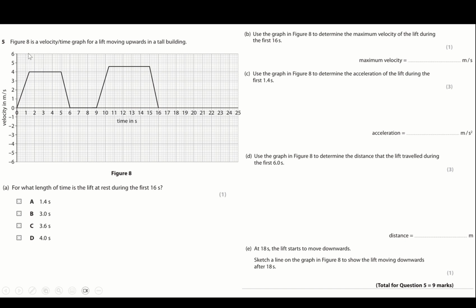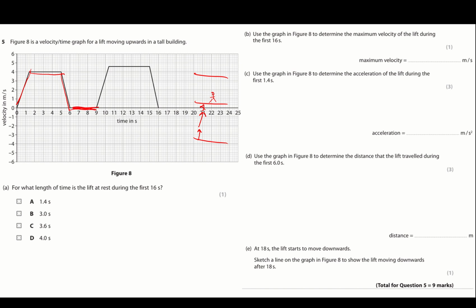Okay, question 5. Figure 8 is a velocity time graph for a lift moving upwards in a tall building. Now, be careful in terms of picturing what's going on. This is not a lift that's gone, so imagine 2 floors, up, then down, and then up, then down. This is a lift, imagine there's a number of floors, and in this part, it accelerates on the first part of its journey, then it moves at a constant speed in that part, and then it decelerates, and then the people get off on that floor.